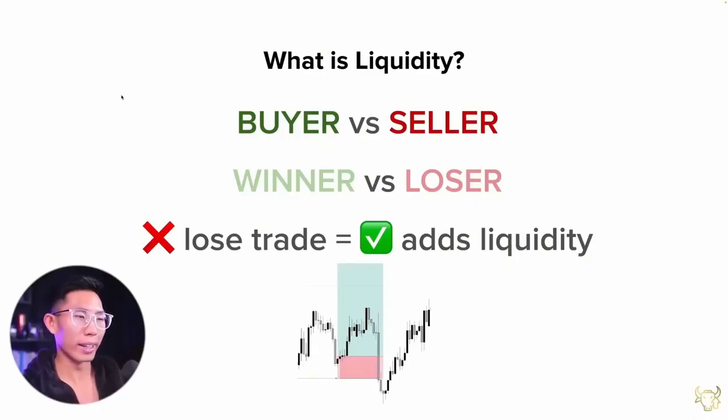So this is what it kind of looks like, right? You are a retail trader, you get your trade stopped out because smart money is smart enough to know where you are and purposely pushes the price down to trigger your stop loss. You lose your hard-earned money, and they make a lot of money.